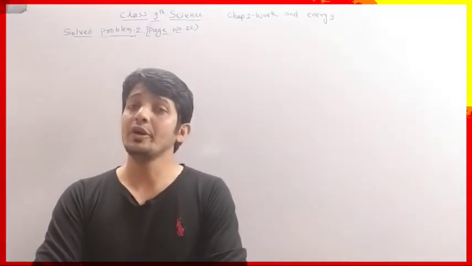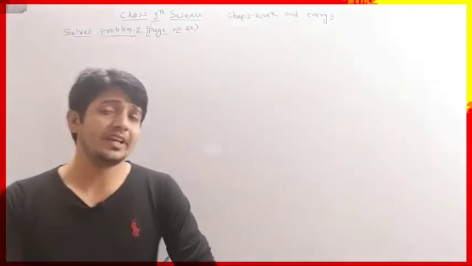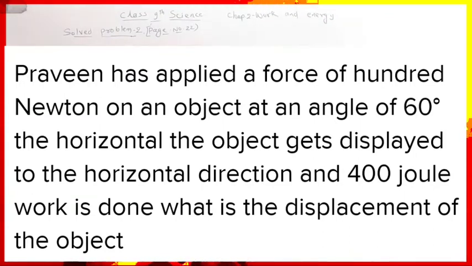So we are going to solve the second problem. The second problem says Praveen has applied a force of 100 Newton on an object at an angle of 60 degrees. The angle formed between the horizontal line and the force applied by Praveen is 60 degrees. The object gets displaced in the horizontal direction and 400 joule work is done.